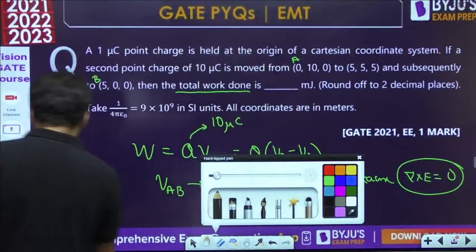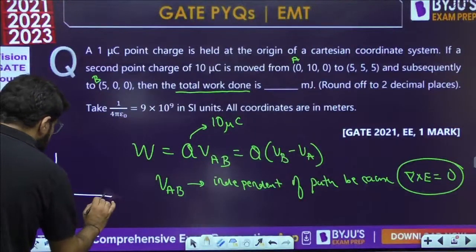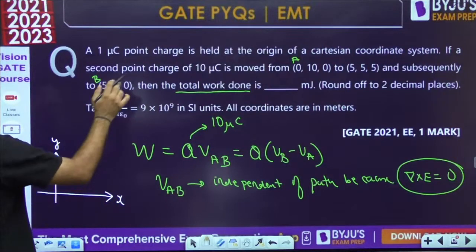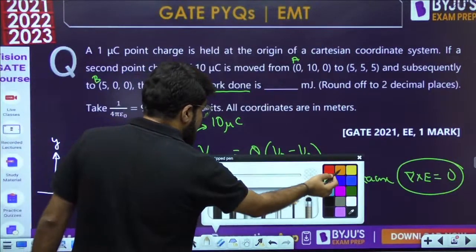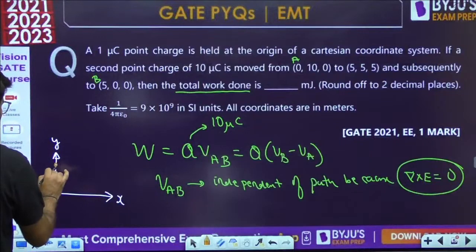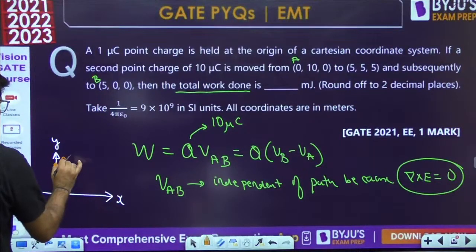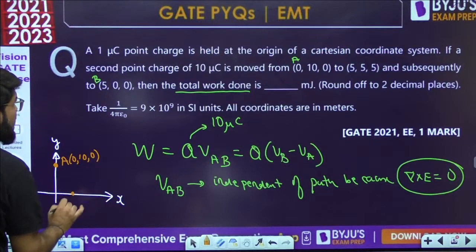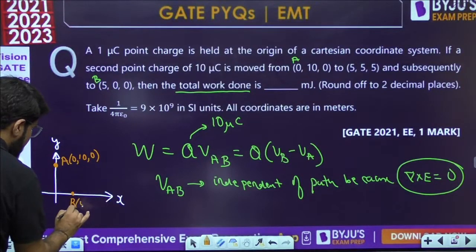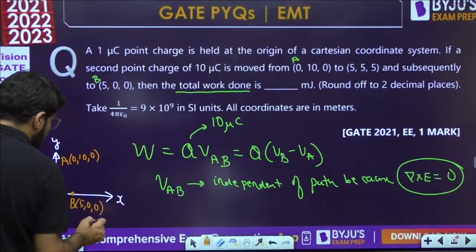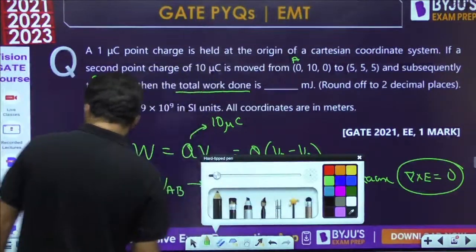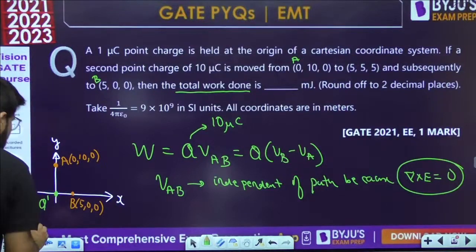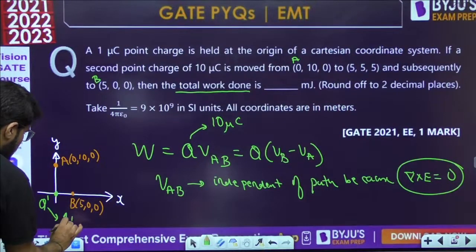If you have a look at the very simple picture, this is the x-axis, this is the y-axis. The point A is only on the y-axis, that is 0, 10, 0. And the point B is 5, 0, 0, that is only on the x-axis. That is why I am only drawing the xy plane. And this is your Q dash charge, which is the 1 microcoulomb.